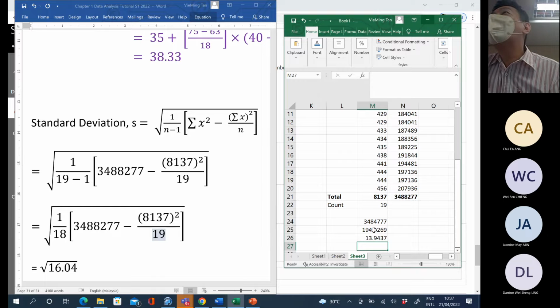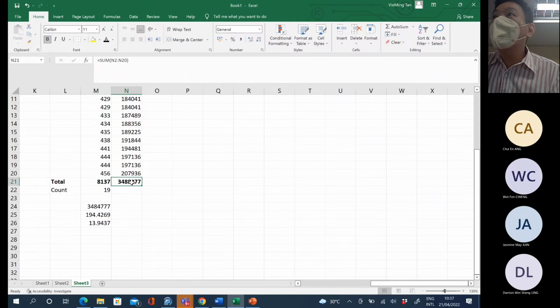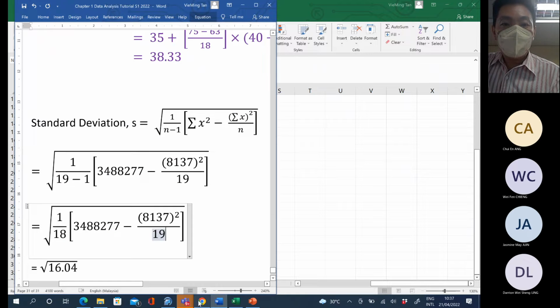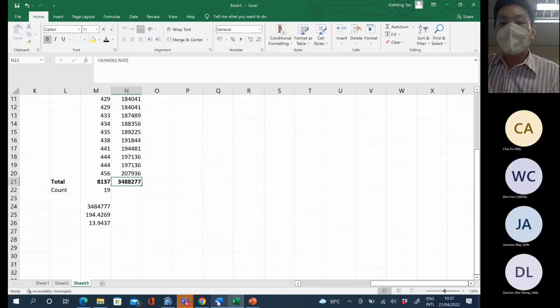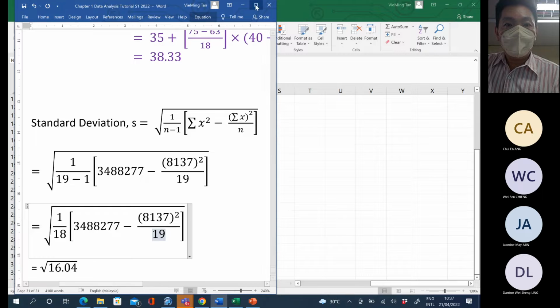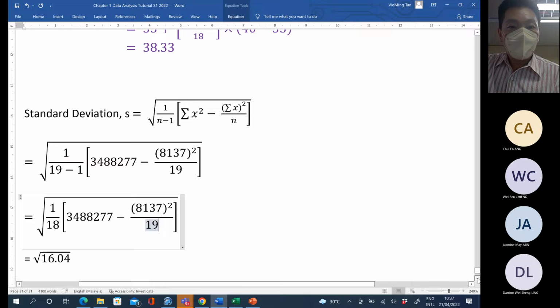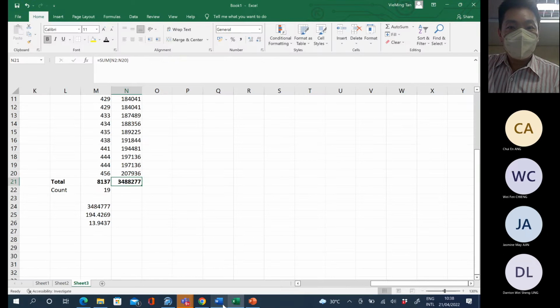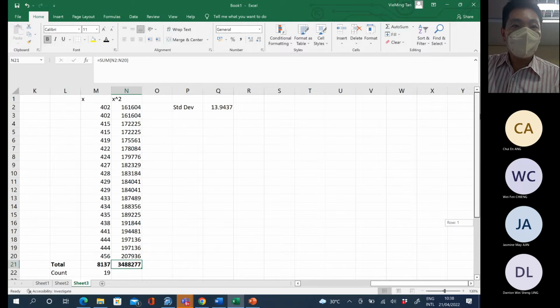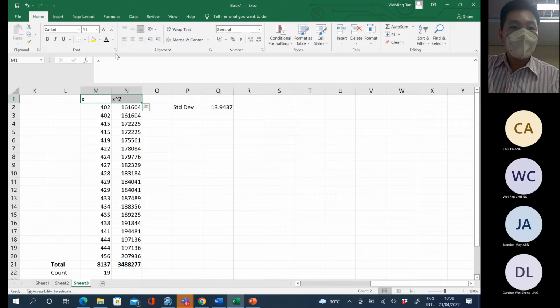18.94. Where is the mistake? Oh, okay, all right. Two different data, use the Microsoft Word data. All right, so I just simply use the Excel to check the answer. So it's this number.